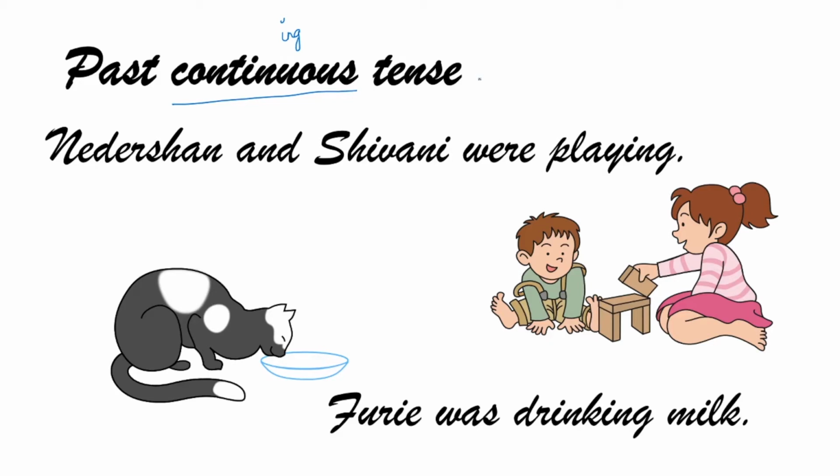The sentence pattern for this is subject plus was or were plus verb plus ing. Was is used for I, he, she, it and singular subjects, whereas were is used for you, they, we and plural subjects. Here Nidarshan and Shivani are plural subjects, so we use were and we add ing along with the verb as this is in its continuous tense. Similarly, Fury was drinking milk. Here Fury is singular and for singular we use was.